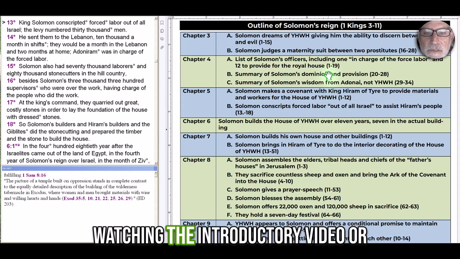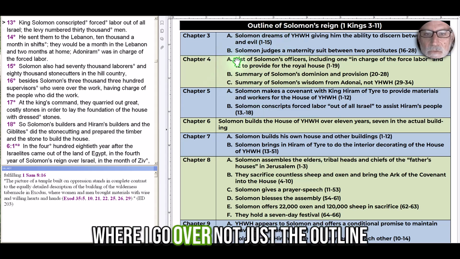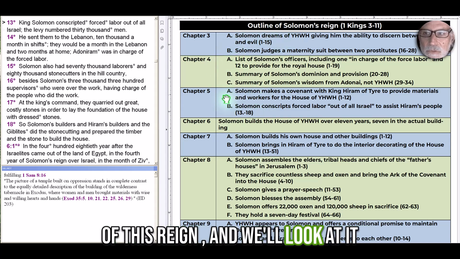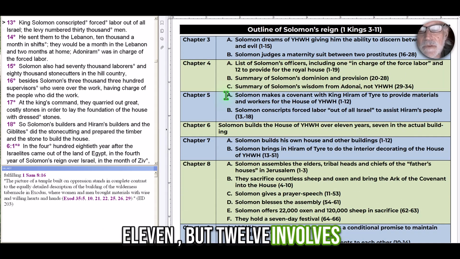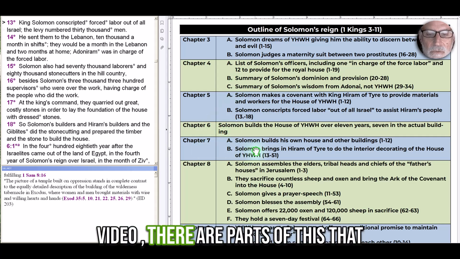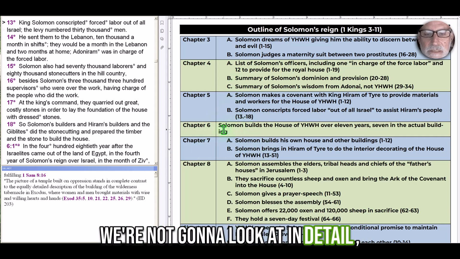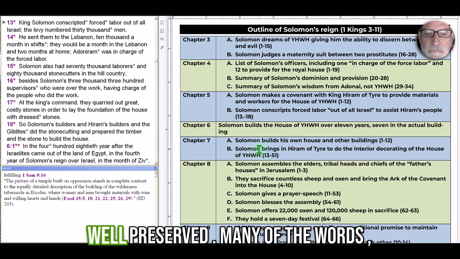If you haven't been watching the introductory video or the ones for this unit, I really encourage you to go over the ones where I go over not just the outline of this reign, and we'll look at it all the way from 5 to 12. This chart only goes up through 11, but 12 involves Jeroboam's rebellion, which will be key for what I'll mention today. As I've been noting in the introductory video, there are parts of this that we're not going to look at in detail, especially chapters 6 and 7, which in the Hebrew are not well preserved.